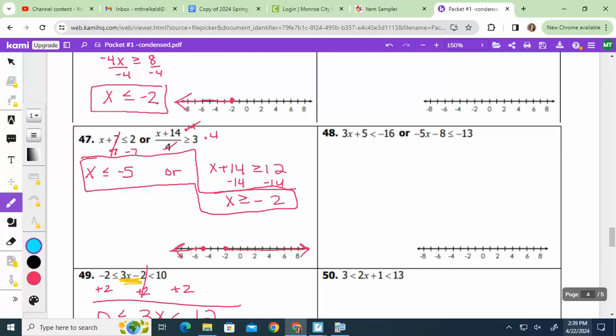On the next page, 38, 40, 42. On the last page, 46, 48, 50. If you choose to do more, you can earn extra credit on these packets. So I will reward you for any extra work you put in.